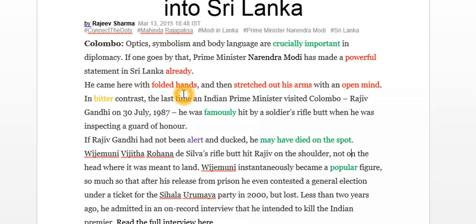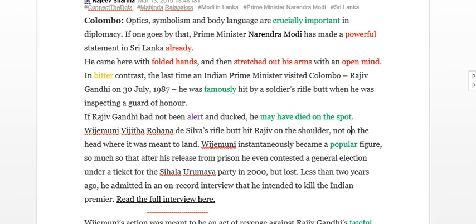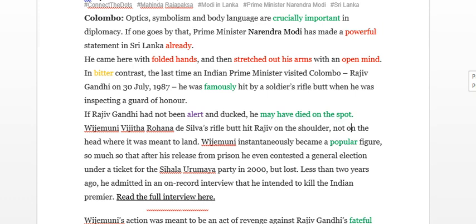"He came with folded hands, stretched out his arms with an open mind." Again, folded hands implying humility, stretched out his arms, friendliness, open mind, openness, etc. "In bitter contrast, the last time Rajiv Gandhi was there", so that's a critical of Rajiv Gandhi statement. So we would go through that and put these into different buckets.